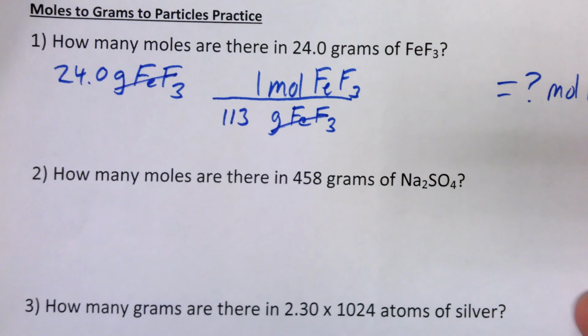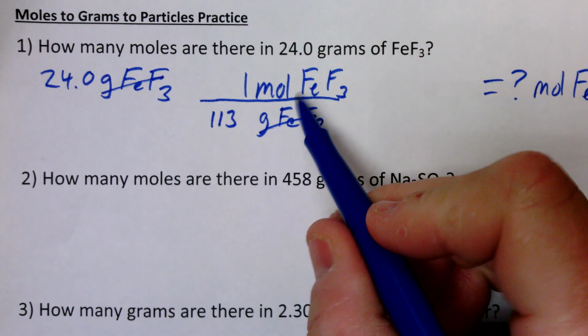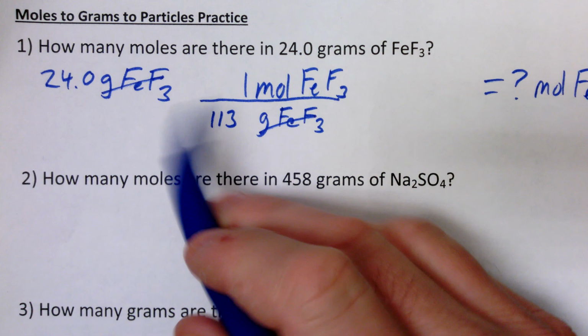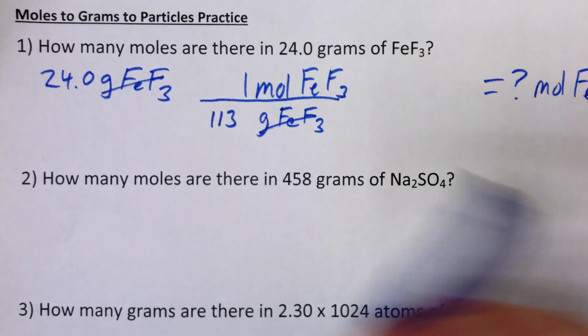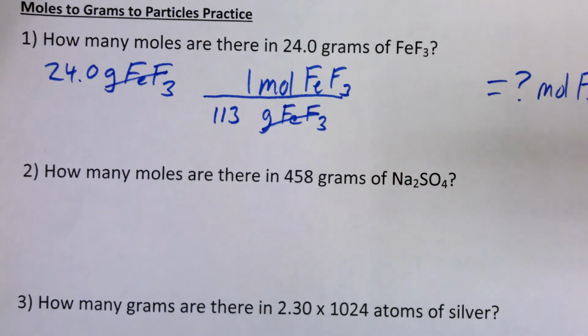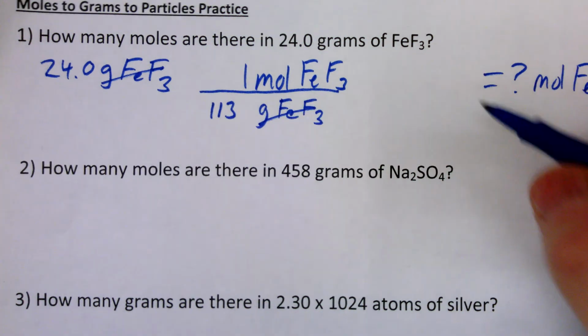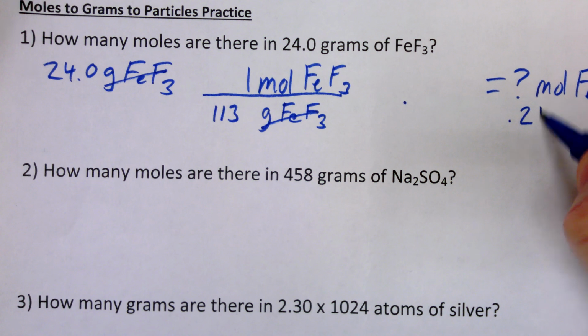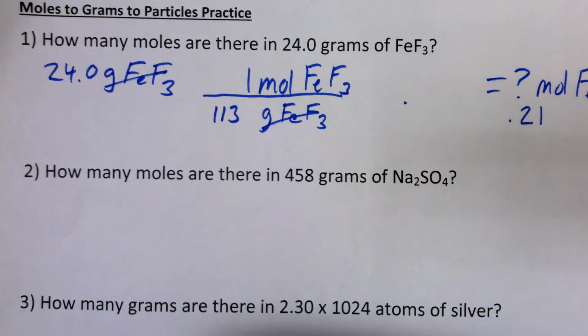That will cancel out grams for me. Well, I wanted to find moles. I got grams, moles. Well, that's it. I'm done. I have the unit that I want to solve for. So I would take 24.0 divided by 113. That's going to give me 0.21. And that's it.